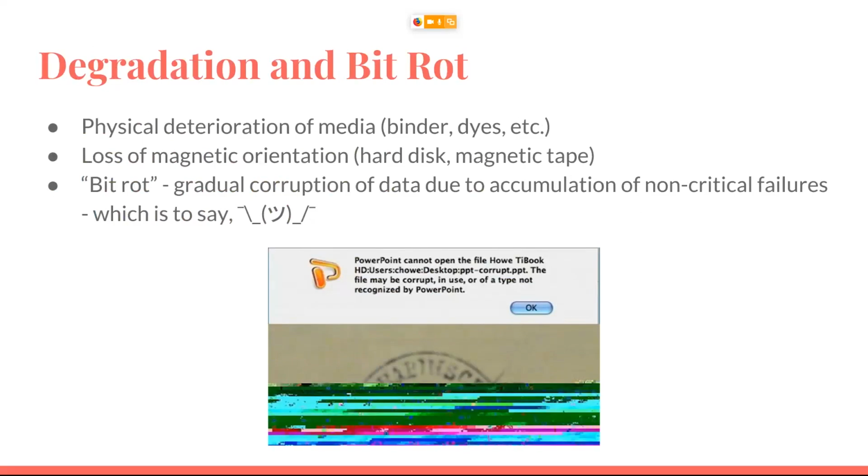Degradation and bit rot. Degradation, I'm really referring to generally physical deterioration of media, of the actual physical format, the digital storage medium on which our files are kept. So that can refer to, in a hard disk drive sense, a loss of magnetic orientation or damage to an actual metal spinning platter on a hard disk.